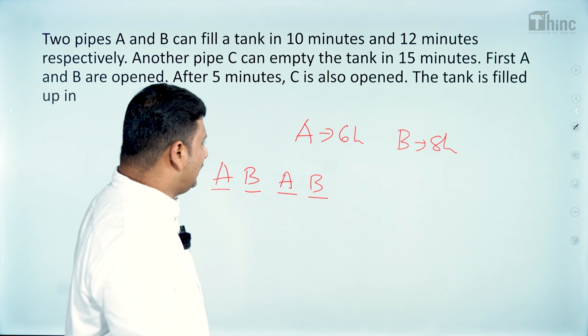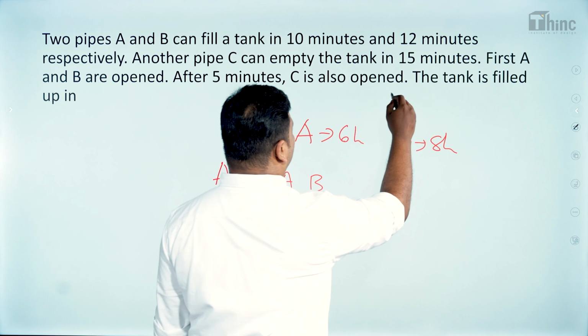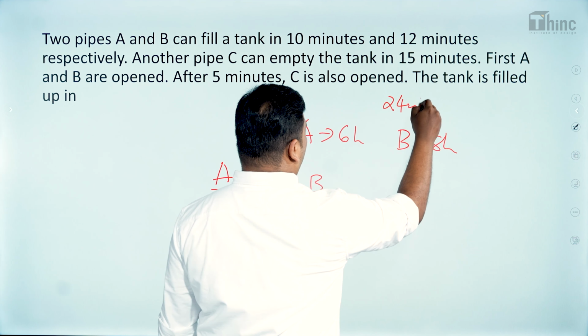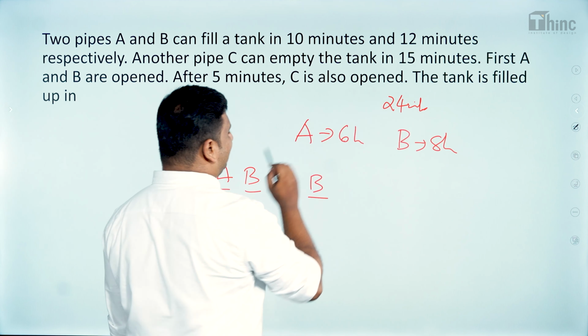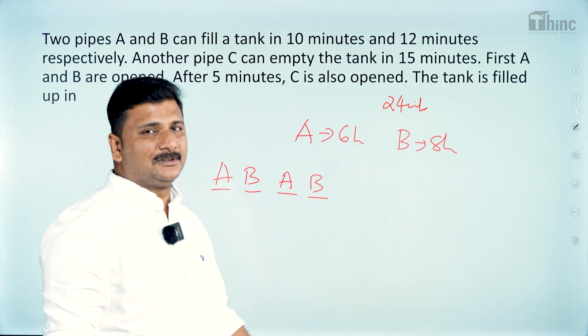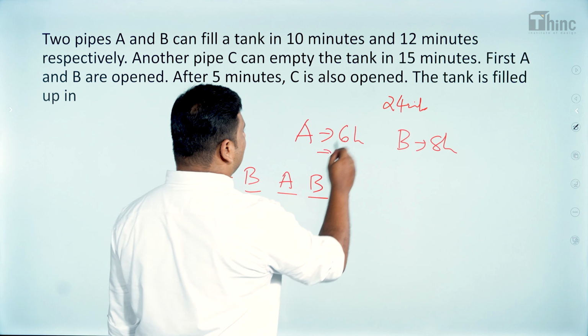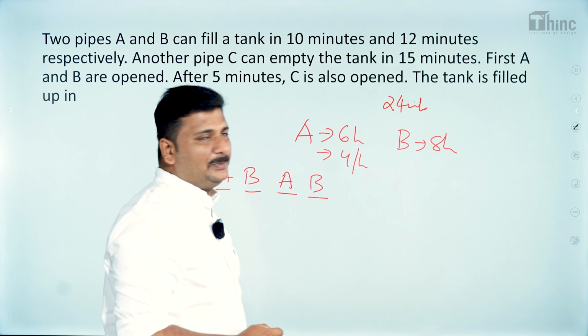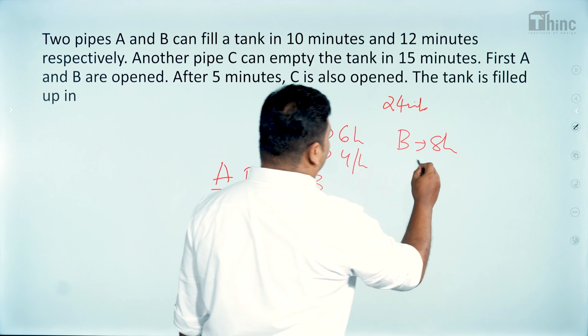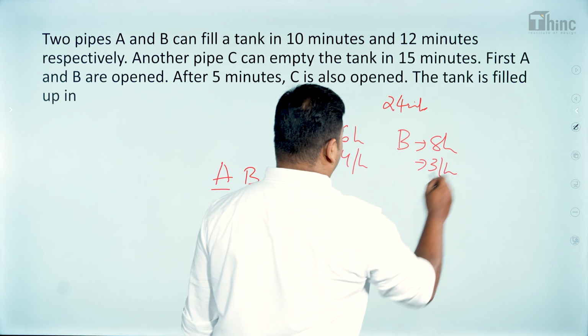So what are we doing? We are going for a common multiple of 6 and 8. That is 24, we already know. So 24 units is the total work. If 24 units is the total work and A took 6 hours to do the entire work, the contribution of A in 1 hour will be 24 by 6, 4 units per hour. And the contribution of B in 1 hour will be 24 by 8, 3 units per hour.